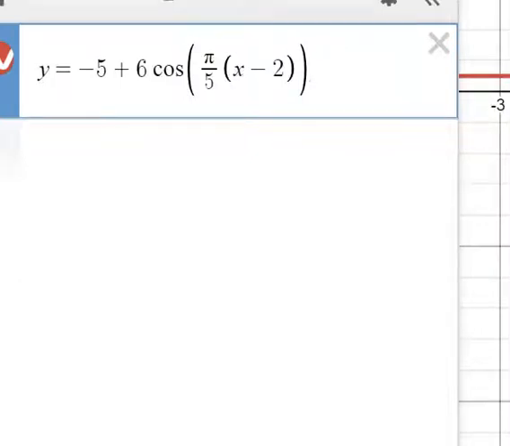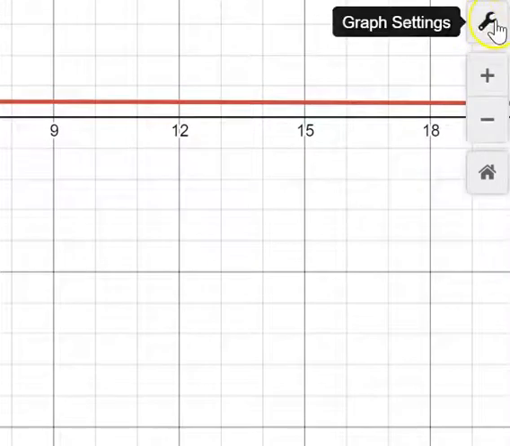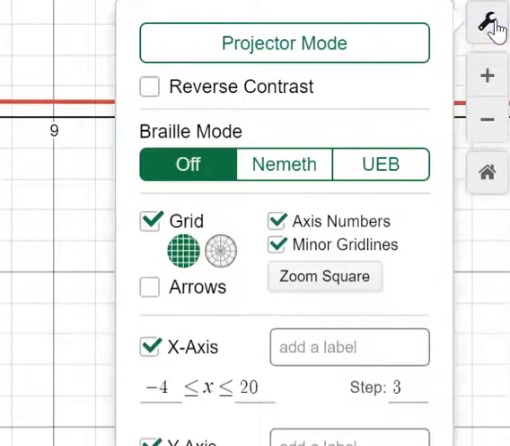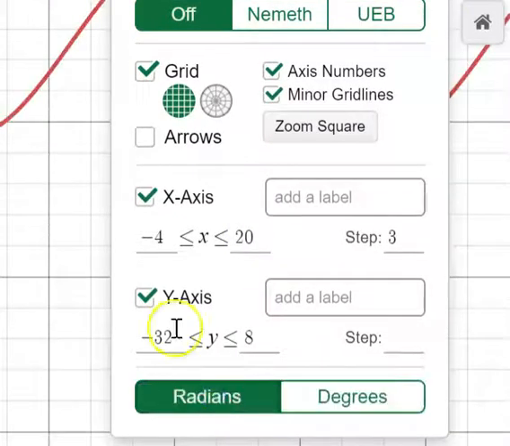Now, look at your line. It's a straight line. That's because I'm in the wrong mode. How do I fix it? Go to the wrench. Okay? Come over to this little wrench here. Go down to that little wrench. And you need to switch it to oh, look. Now it looks like a real graph.